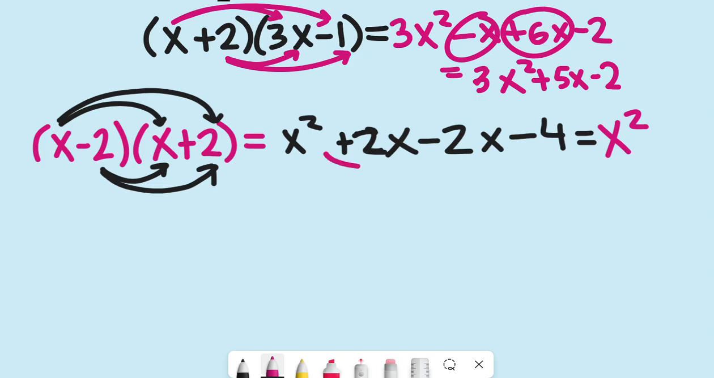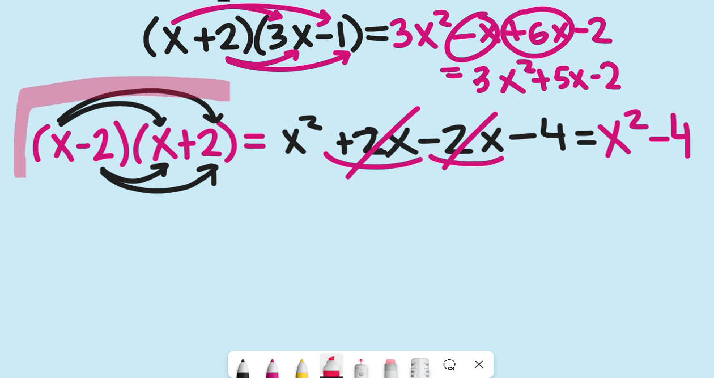Then we have positive 2x and negative 2x. Positive 2x minus 2x is equal to 0, so they will cancel each other out. And then we copy minus 4. So x minus 2 and x plus 2 will give us x squared minus 4. No problem. Let us do another example.